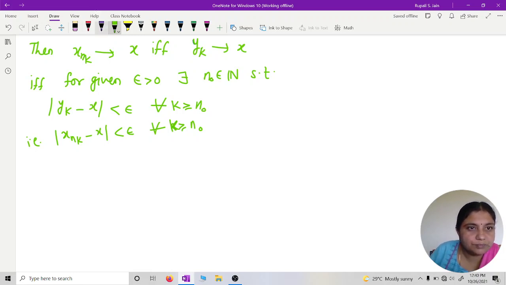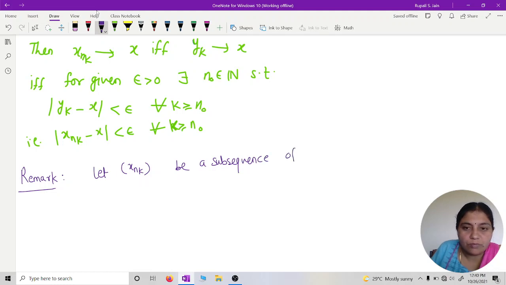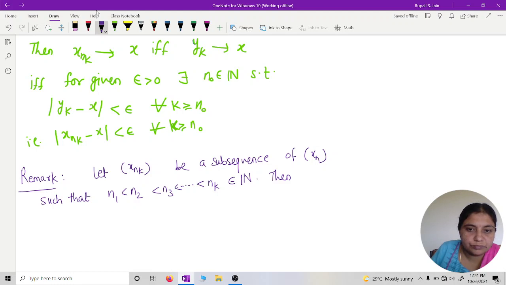Now next remark. Let xnk be a subsequence of xn such that n1 < n2 < n3 < ... < nk belongs to N, then nk must be greater than or equal to k for all k belonging to the set of natural numbers.